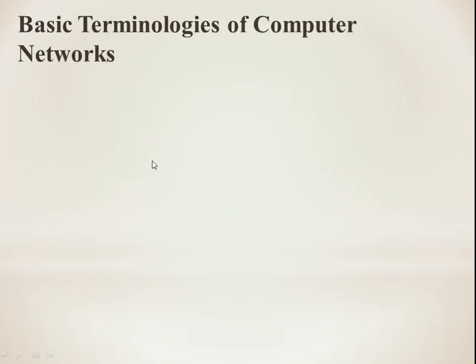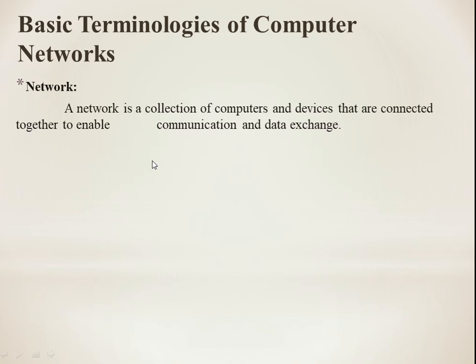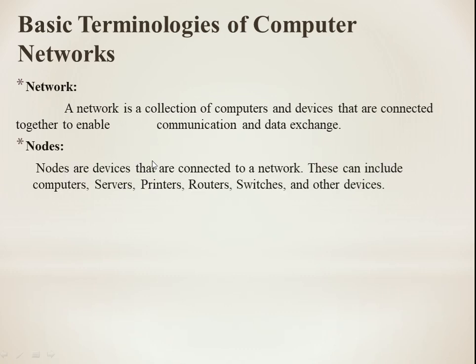So let's see the basic terminologies of the computer network. The first is network. What is meant by the network? A network is a collection of computers and devices that are connected together to enable communication and data exchange. Second, the node. The nodes are the devices that are connected to the network. These can include computers, servers, printers, routers, switches, bridges, and many other things.